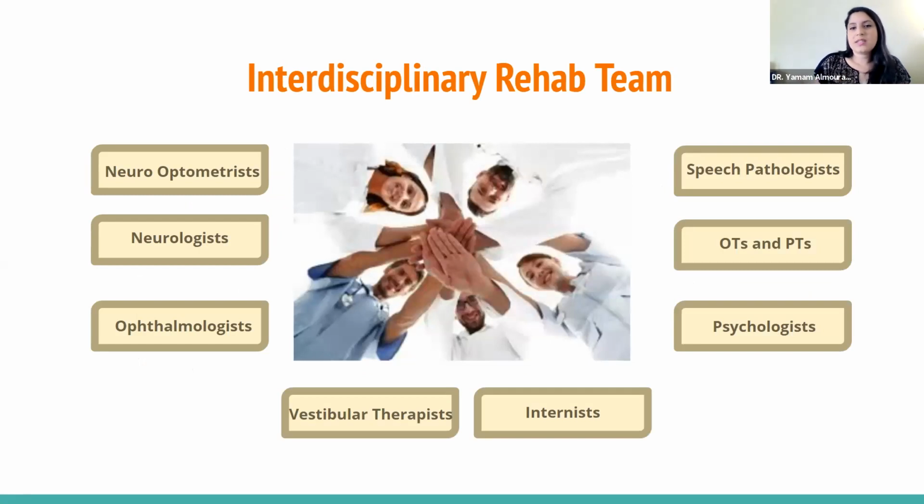Okay, so this is the interdisciplinary rehab team that I touched on earlier. So it's a team of everyone that has to do with neurology in order to get the full picture and share data between different professions so we can have the patient's best interest in mind. So, neuro-optometrists, ophthalmologists, neurologists, vestibular therapists, speech pathologists, occupational and physical therapists, psychologists, internists, the school teachers, and of course, the parents or caregivers.